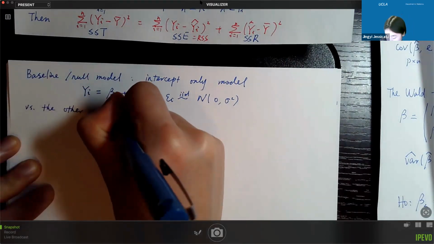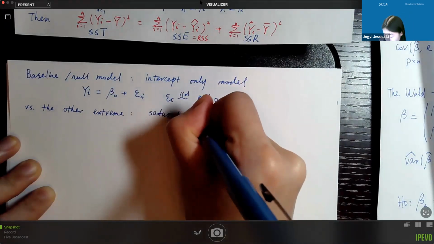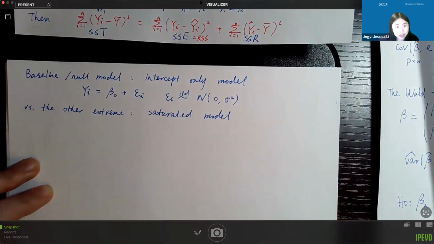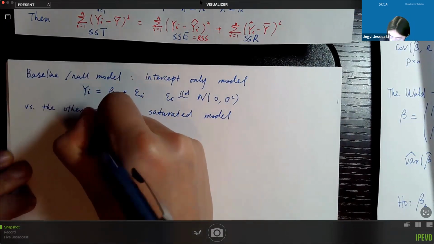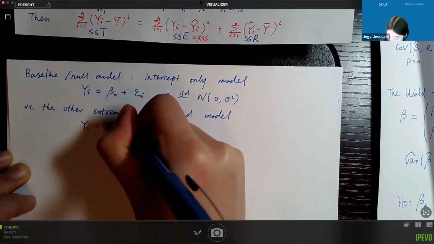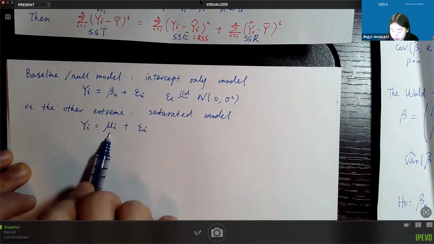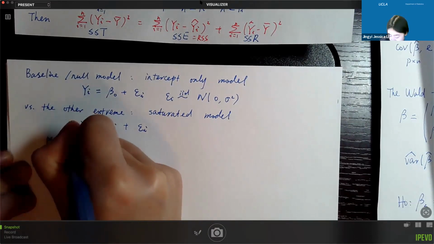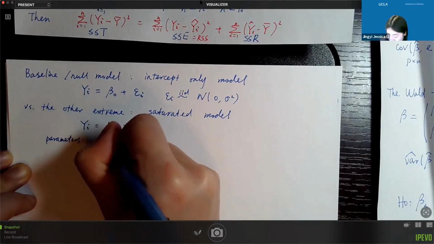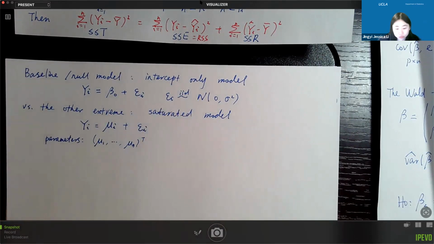The other extreme is what we call the saturated model. In the saturated model, you are just assuming every response has its own mean. So we can write it as yi equals mu i plus epsilon i. Here you can say that we have n parameters, mu 1 to mu n. Each one is a parameter.